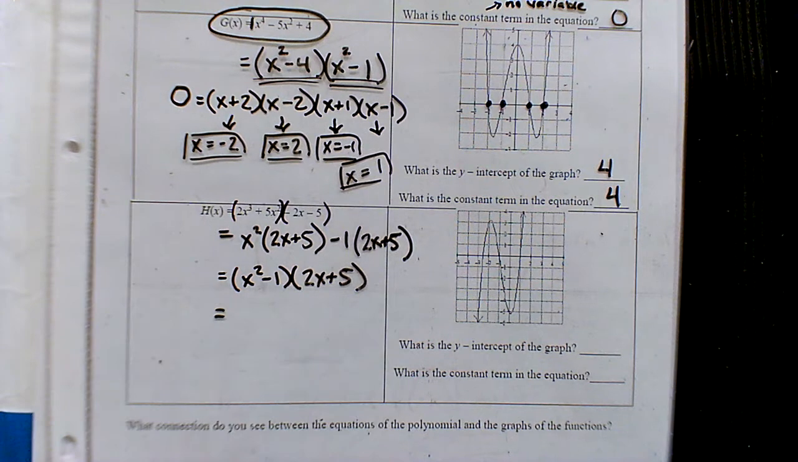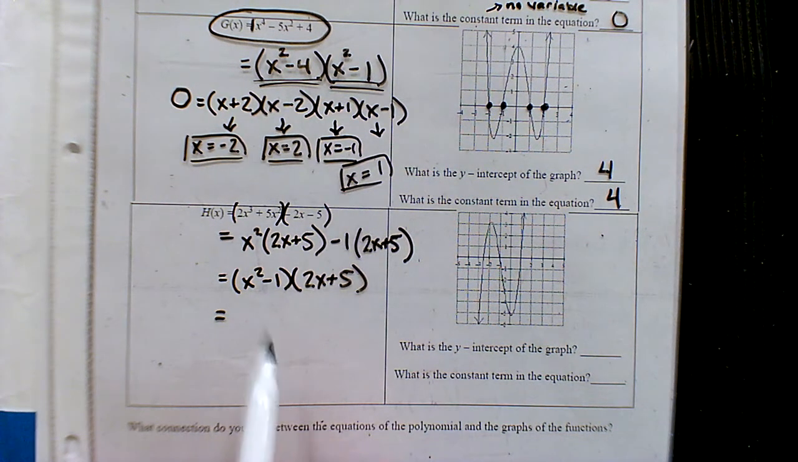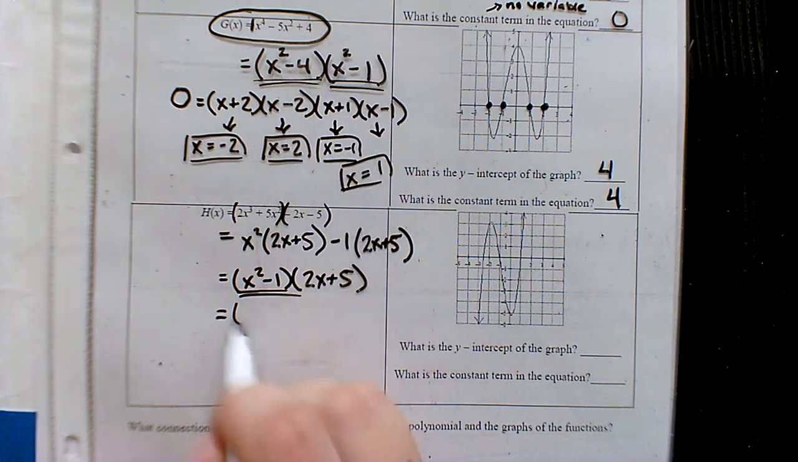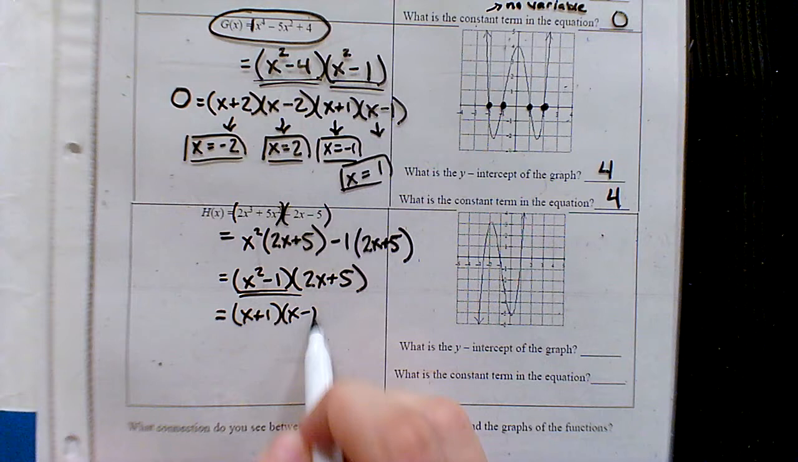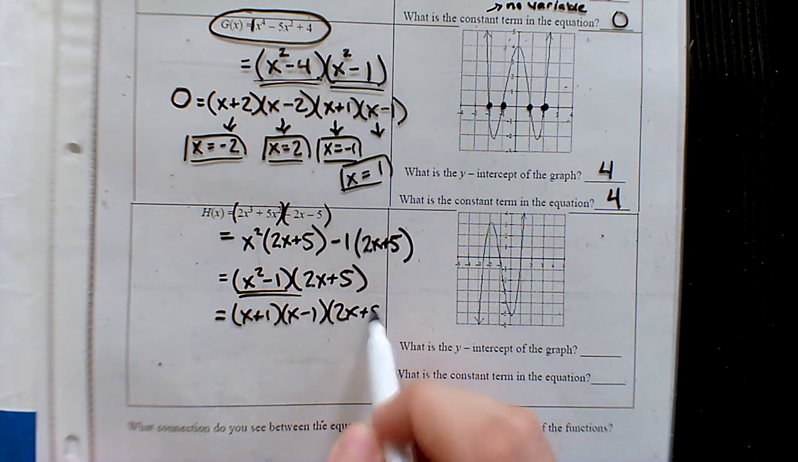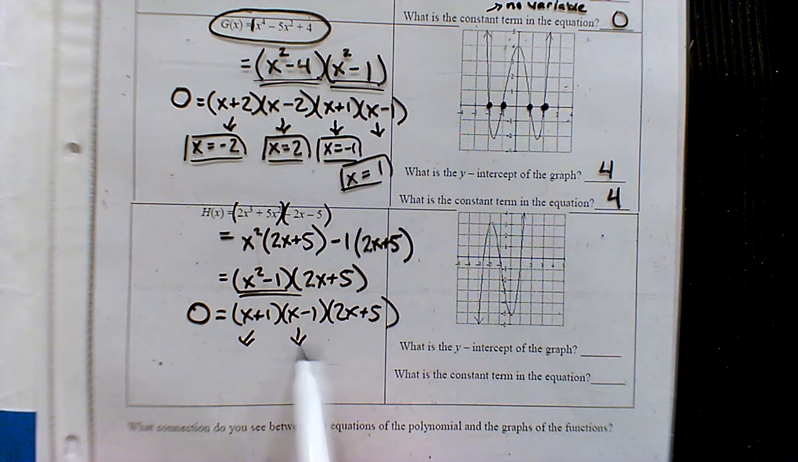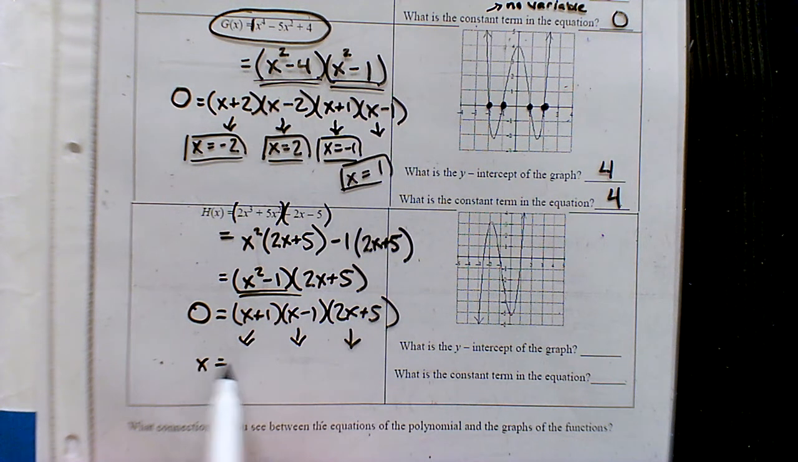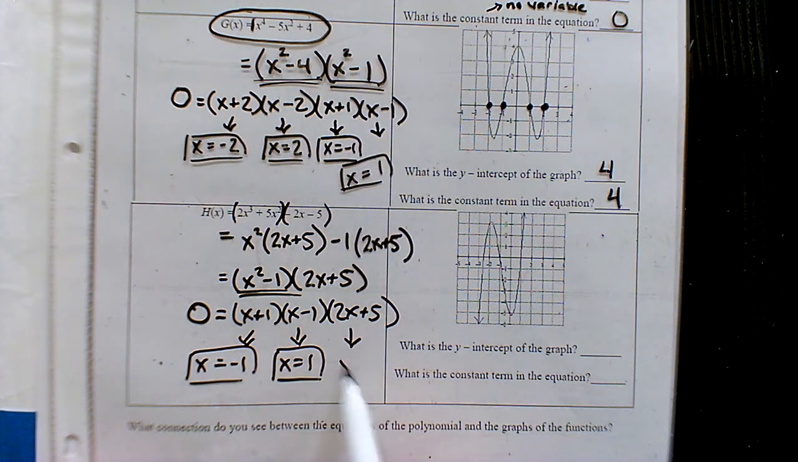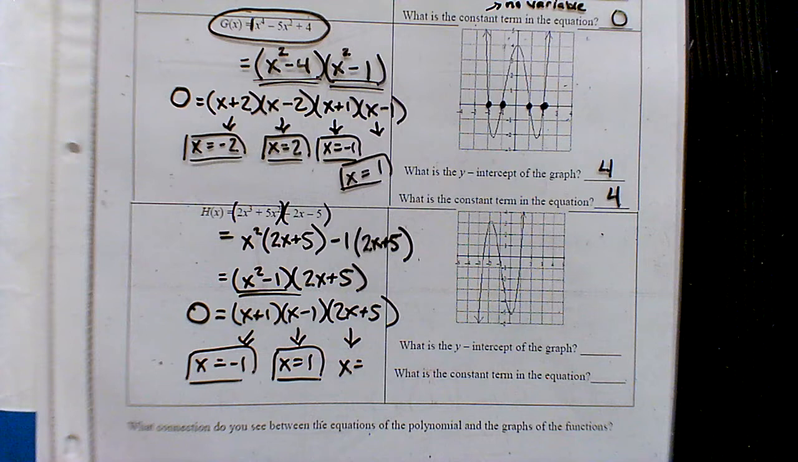All right, can we keep going? Yeah. There's a what? The first one, we're subtracting, right? Difference of squares. So we got x plus 1, x minus 1, and then the 2x plus 5. Okay, so those are the factors. If we were to set them equal to 0, we could figure out the solutions for x. Looks like negative 1, positive 1, and what about the last one? Yeah?